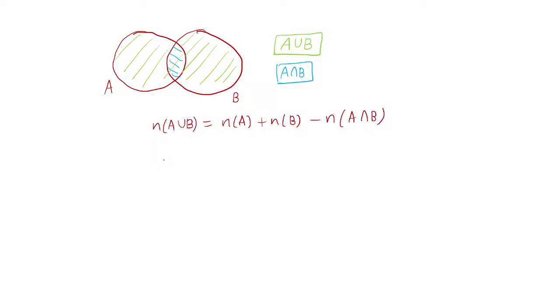Yeah. So pay attention. Can I say number of elements in A intersection B will always be less than or equal to number of elements in A or number of elements in B? Think about it. The A intersection B region will always be less than or equal to the region of A or region of B. It's common sense, right?